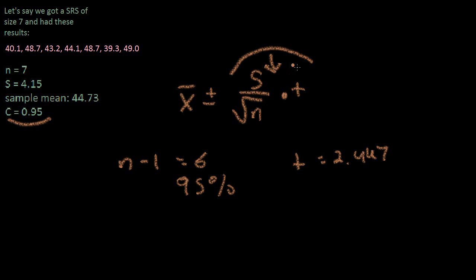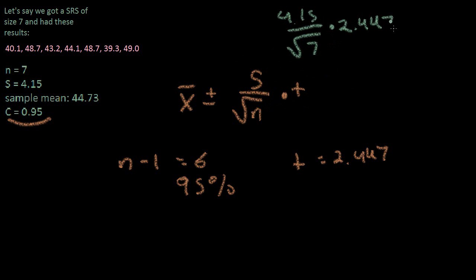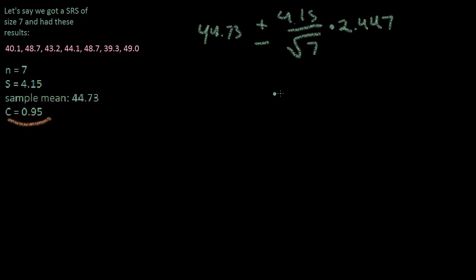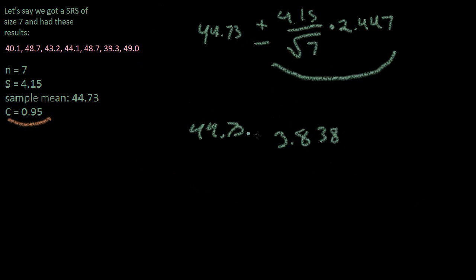To construct this here, we have everything to make the margin of error. Plugging all the data in, then we have 4.15 divided by the square root of our sample size as being 7, multiplied by our t value we calculated, 2.447. And this is all going to be plus or minus the sample mean. Sample mean is 44.73. Let me make some room here, just erasing all of this. Calculating this portion right here out, you'll get an answer approximately 3.838. Now it's going to be 44.73 plus or minus this margin of error. This is just the calculated value of this one portion.